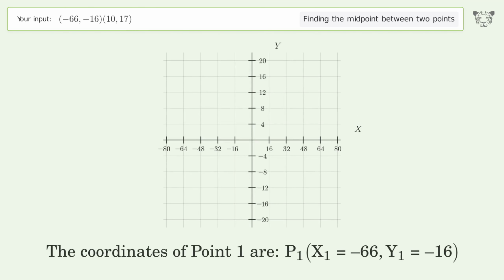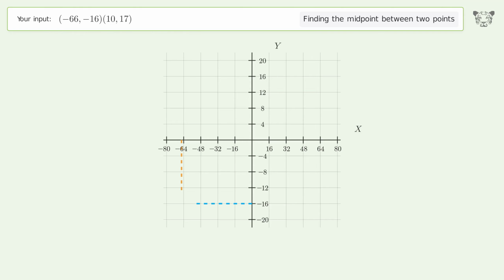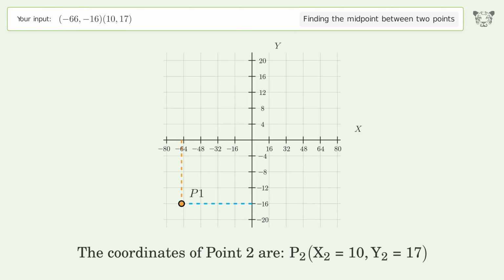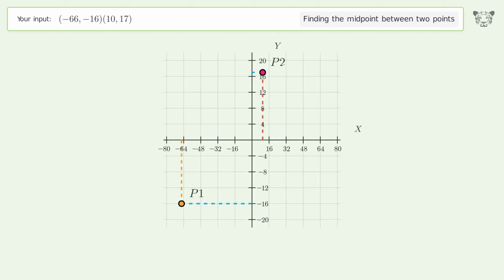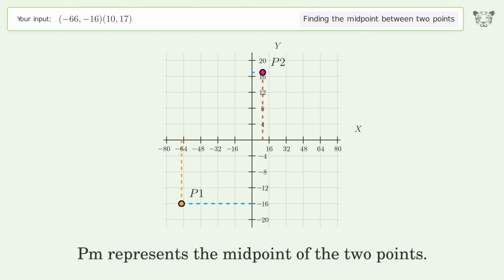The coordinates of point 1 are, x1 equals -66, y1 equals -16. The coordinates of point 2 are, x2 equals 10, y2 equals 17. PM represents the midpoint of the 2 points.